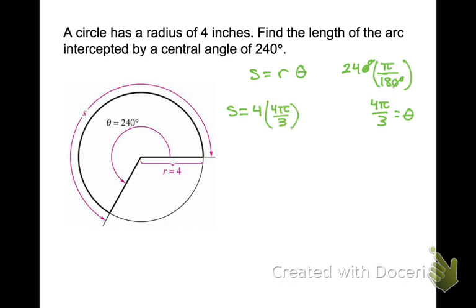And you guys need to reduce. A lot of times I'm not going to give you a calculator. So if you reduce before you multiply, is it going to make your life easier? Yes. Can I reduce anything here? No. So S is 16 pi over 3. And we have inches, so I have to put a label, right? If I don't give you a calculator, I'm looking for an exact answer.